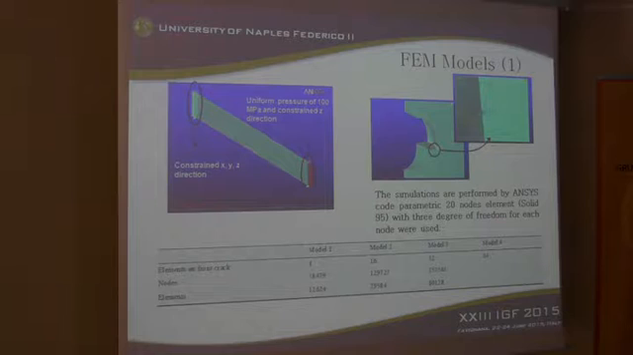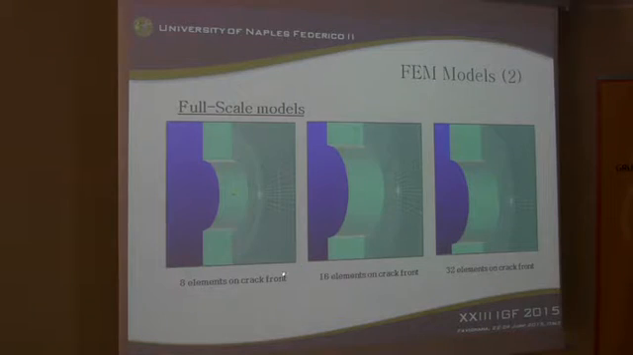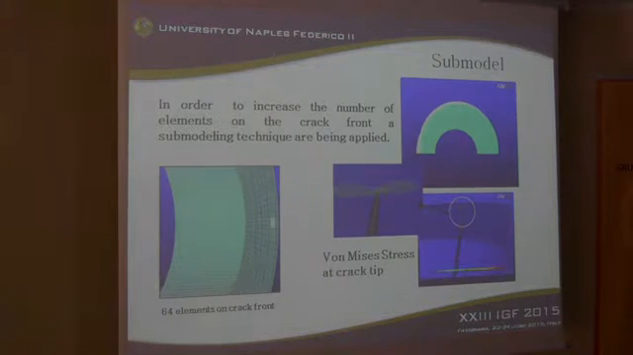Several models were created: 3 full-scale models with 8, 16, and 32 elements along the front of the crack. Also, in order to increase the number of elements along the crack front, the submodeling technique was used, and these figures show the mesh of the crack tip with 64 elements on the front.